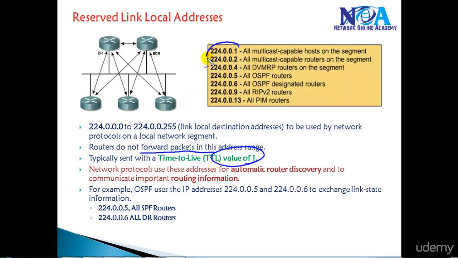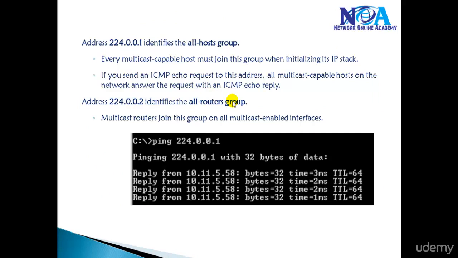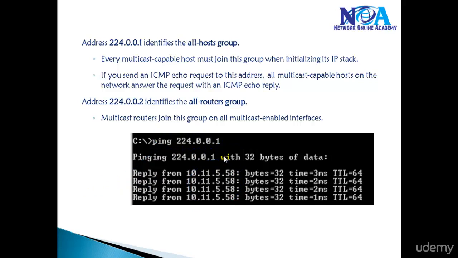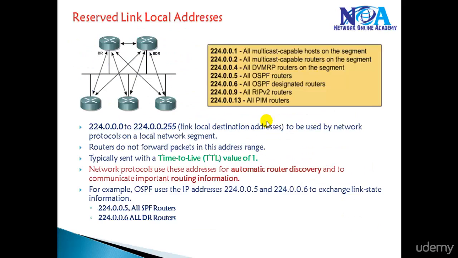For example, you have the address 224.0.0.1, which is used by multicast capable hosts. Let's say you have some multicast capable PC in your network or a host in the LAN, and you want to check the connectivity and get a reply from all the hosts who are running multicast. If you ping this address, you will get a reply from those devices. So all the multicast enabled hosts listen on 224.0.0.1, whereas all the multicast enabled routers listen on 224.0.0.2. They work only one hop away, so the routers will not forward this address range to other routers.